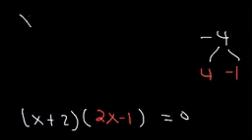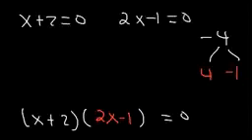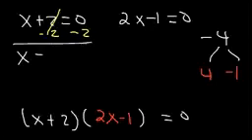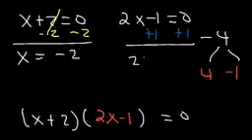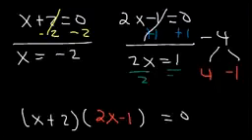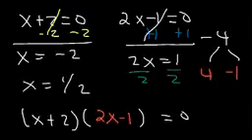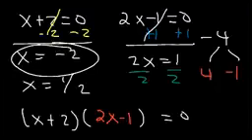Let's set each factor equal to 0 and solve for x. So for this one, all we need to do is subtract both sides by 2. And so x is equal to negative 2. Now for the other one, we have to do a little bit more work. We need to add 1 to both sides. So 2x is equal to 1. And then we need to divide both sides by 2. So x is equal to 1/2. So x is equal to negative 2, and x is equal to 1/2.